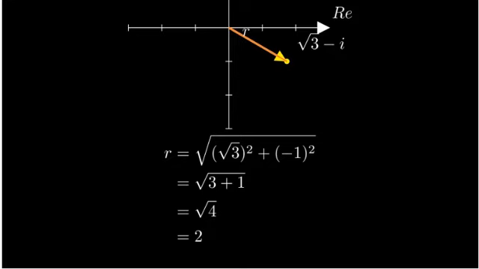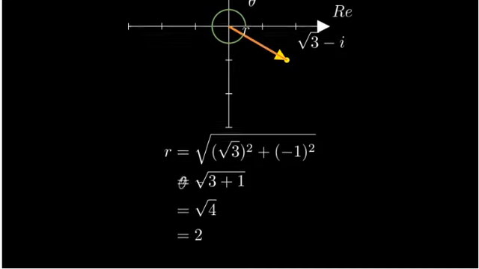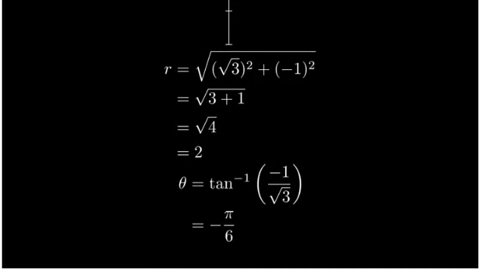Next, let's find the argument theta. This is the angle our vector makes with the positive real axis. We can find this using the inverse tangent of the imaginary part over the real part. That's the inverse tangent of -1 over root 3. Since our point is in the fourth quadrant, this gives us -pi/6.